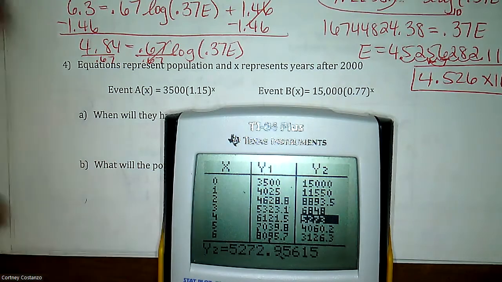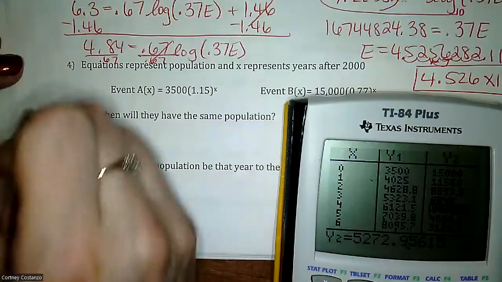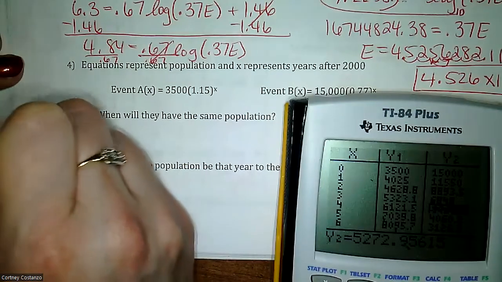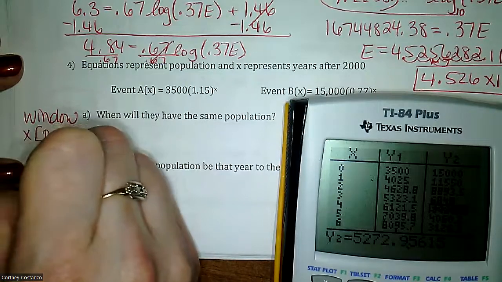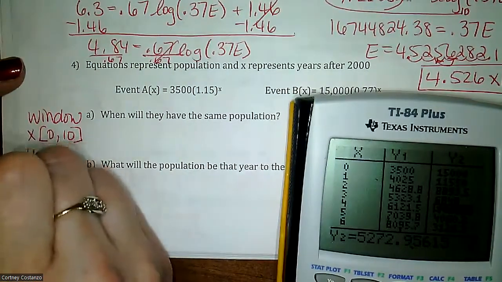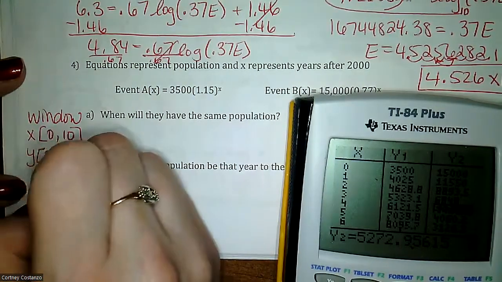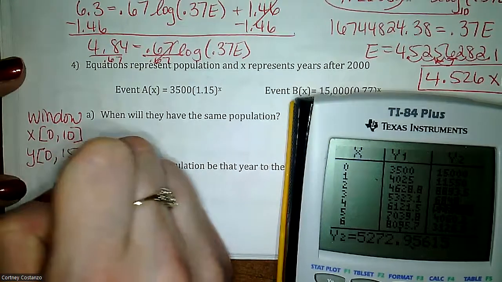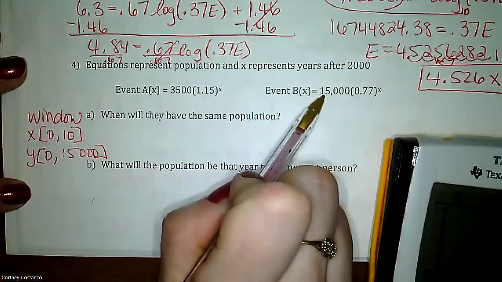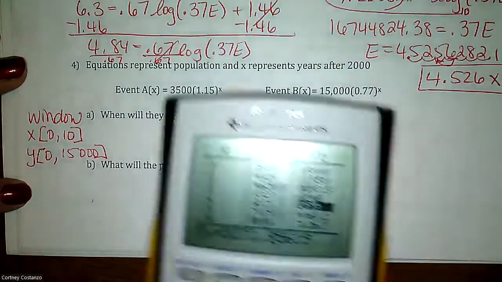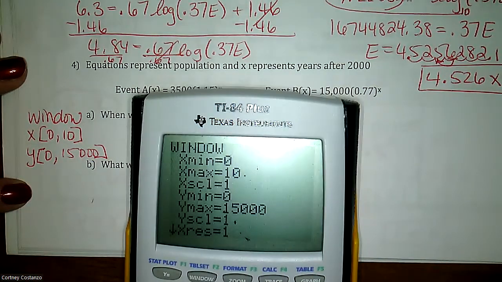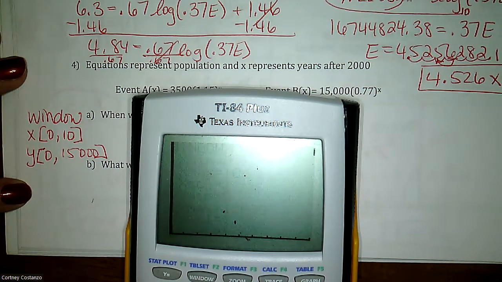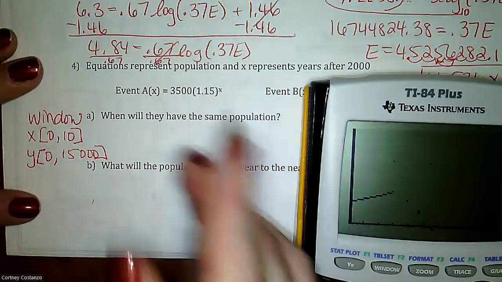So I need to adjust my window. So let me jot this down. I checked my table. I'm like, something's going on between 3 and 4. I'm going to change my window to go from 0 to 10 in the X values. And I'm going to make my Y values go from 0 to 15,000 because this one starts at 15,000. I know I'm going to see everything I need to see if I go up to that. So window, 0 to 10 in the X's, 0 to 15,000 in the Y's. Pick graph for me. Here's what I see.